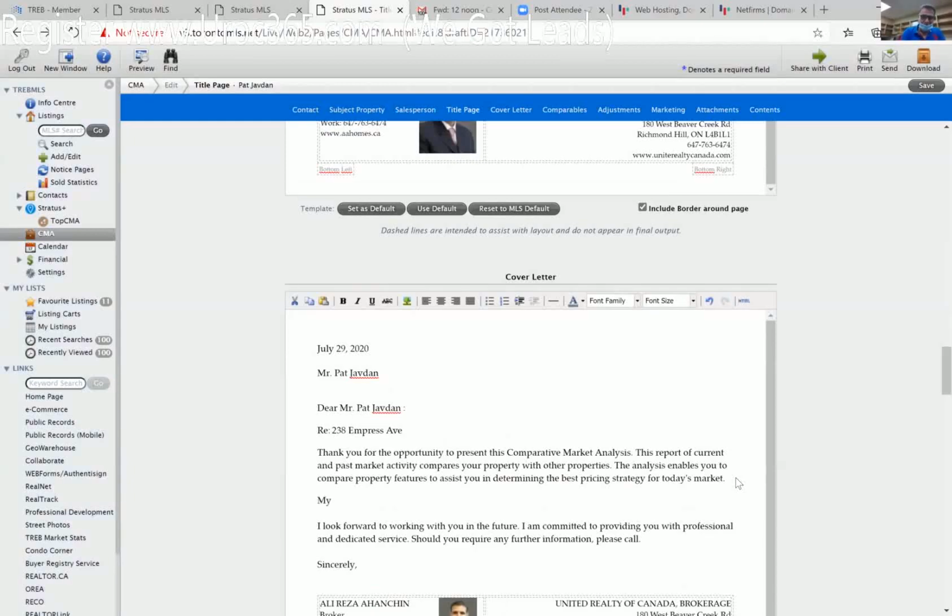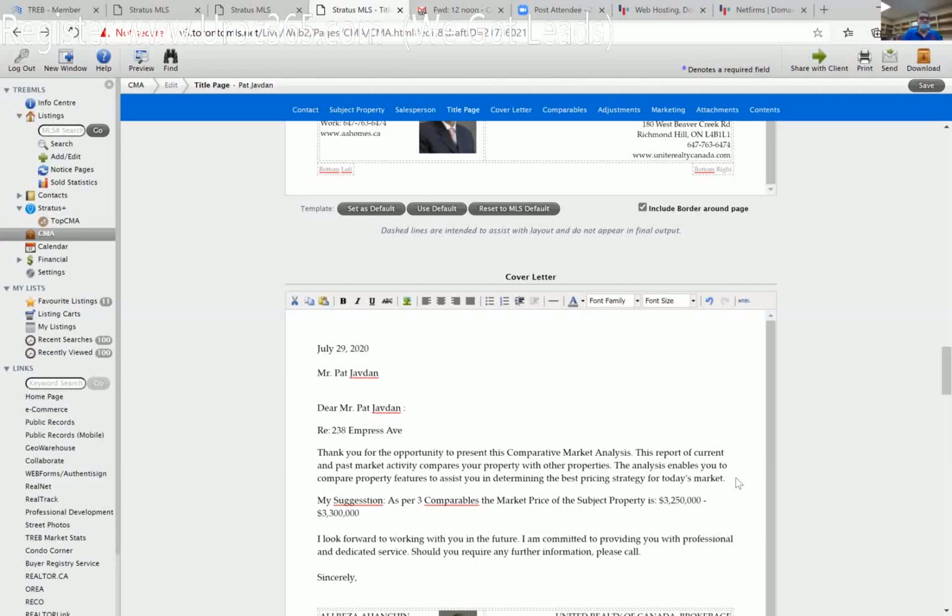My suggestion, as per three comparables, the market price of the subject property is 3,250,000 up to a maximum of 3,300,000. You see? And you can bold this one.